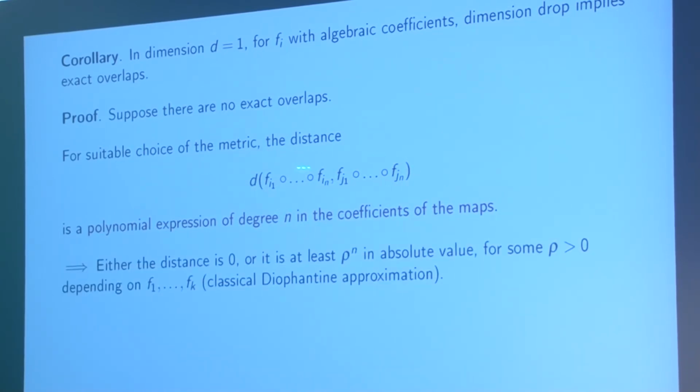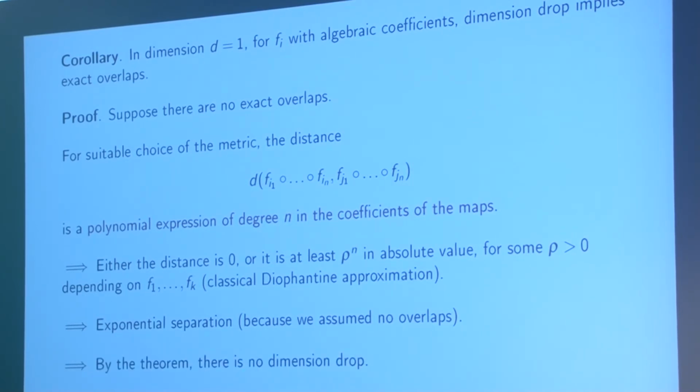this is a polynomial expression, and a polynomial expression of degree n in a fixed number of algebraic parameters is either 0 or it's exponentially bounded away from 0, where rho is some number that depends only on the coefficients that go into the polynomial. And that means that since delta n is equal to such an expression for some pair of sequences, you have exponential separation, and therefore you have no dimension drop by the theorem. So although we don't know the conjecture in general yet, we do know that it's true in the world of algebraic similarities.